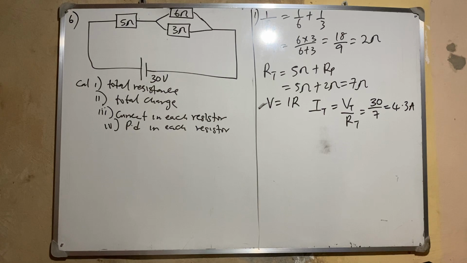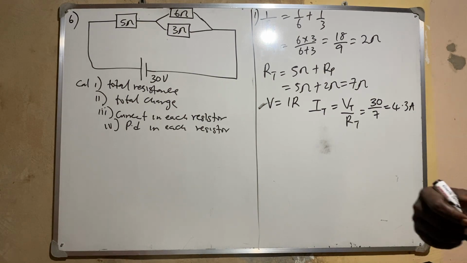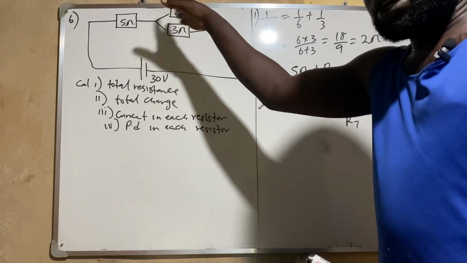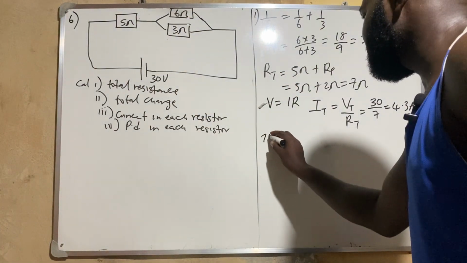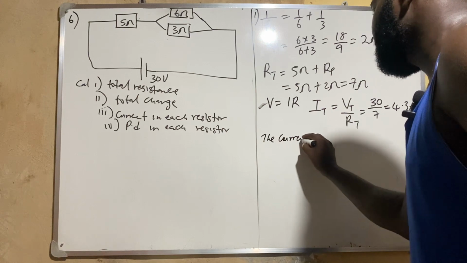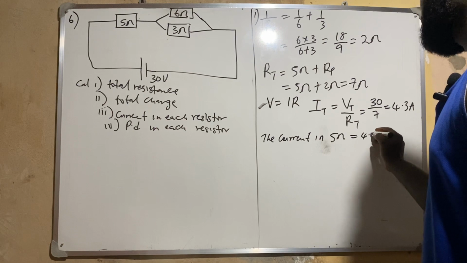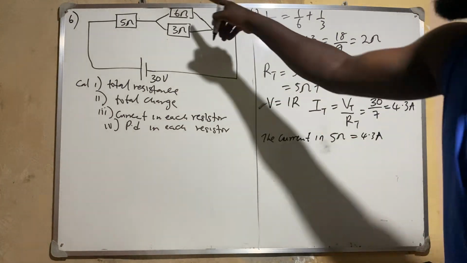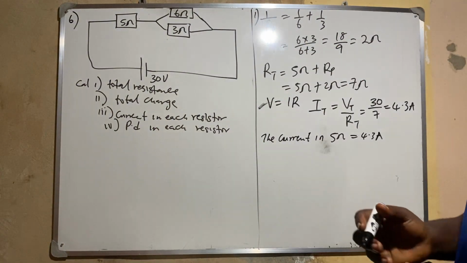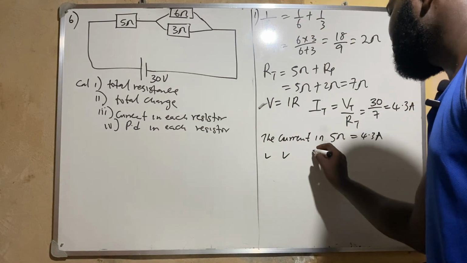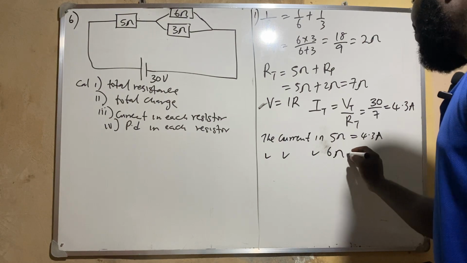We can solve it by ratio. The current here is 4.3, and the current that passes through these two is the same 4.3. So the current in the 5 ohms resistor is equal to 4.3 ampere. But the current in the two of them is the same 4.3, so I'm going to use ratio to solve for each of them.